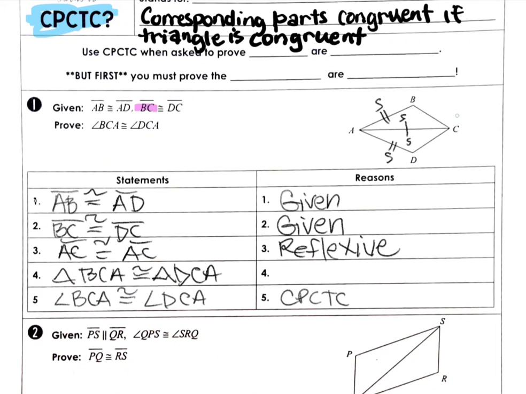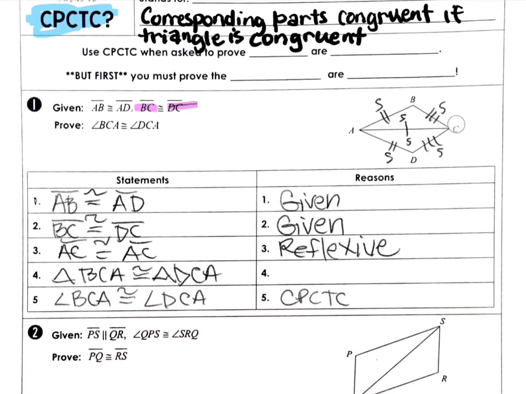Now BC, which is right there, is congruent to DC. All right, there's D to C or C to D right there. You just gotta look for it. And those, I gotta do 3 marks. 1, 2, 3. Side, side.